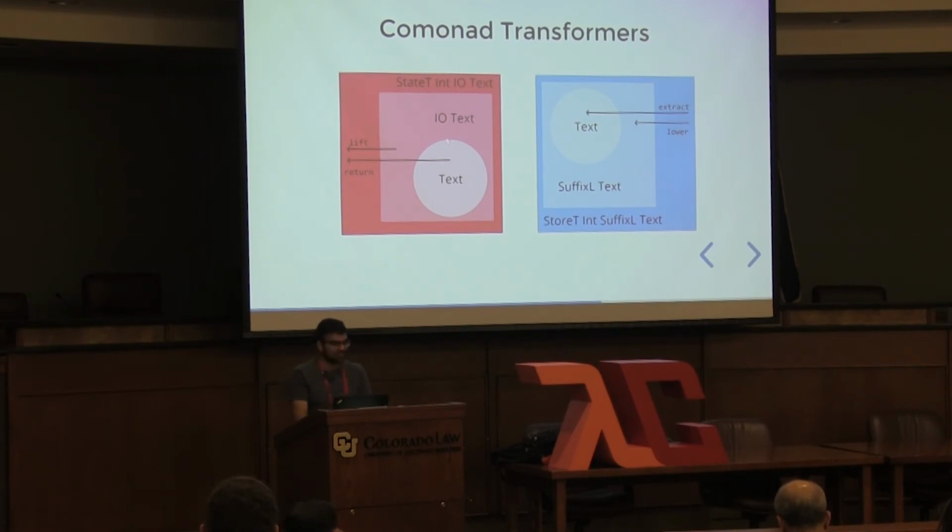Comonad transformers, since they're dual, you start with extract, which is dual to return, and when you have a store comonad transformer that wraps a suffix list comonad, extracting will give you the last text within the latest, or the cursored, suffix list in the store. Lower allows you to go lower one level in the store to where that cursor is and give you the suffix list at that cursor.